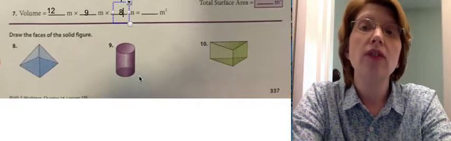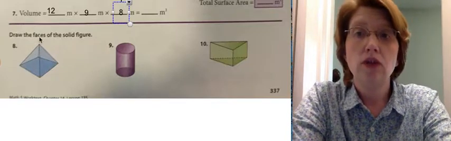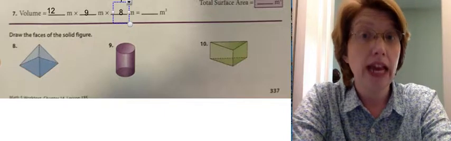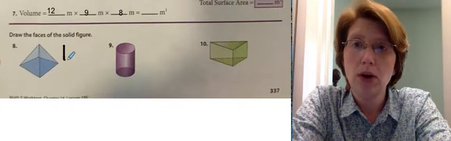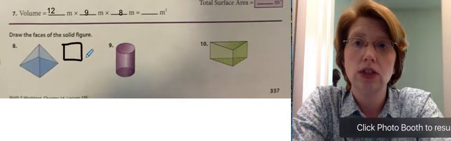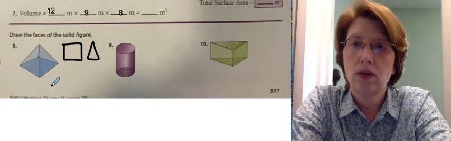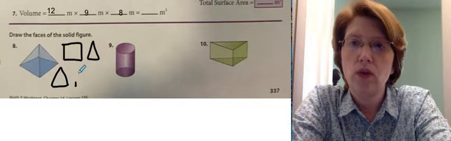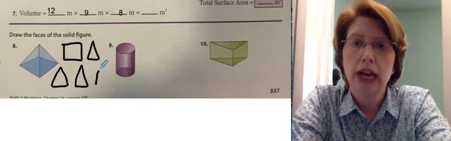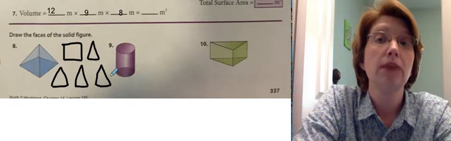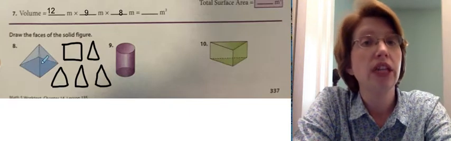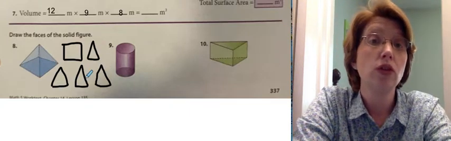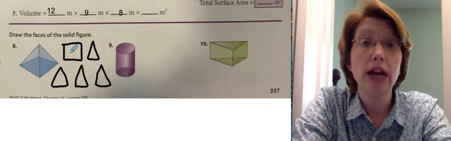Okay, now draw the faces of the solid figure. So faces are these parts that face outwards. So on this one, the faces would be, the bottom part would be a square, because this is a square pyramid. And then I would have four triangle faces. Now they don't have to be perfect. Mine absolutely are not. But what you're doing is you're showing that you understand what this figure is made up of. And it's made up of 4 triangular faces and a square face.